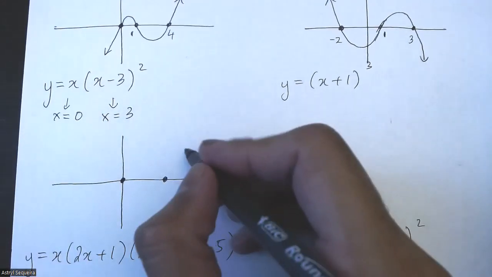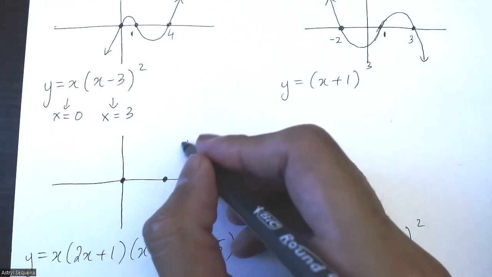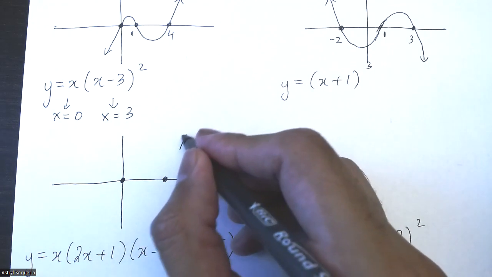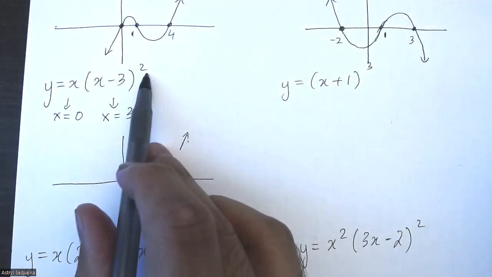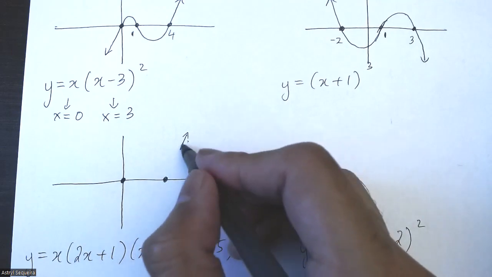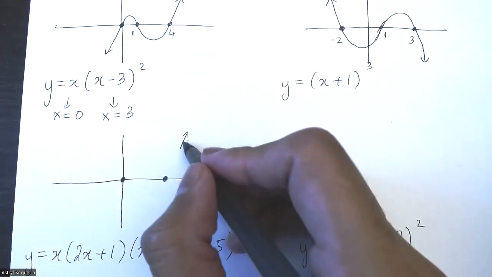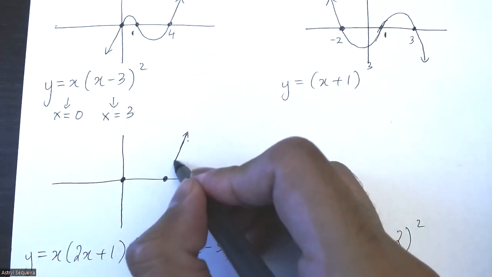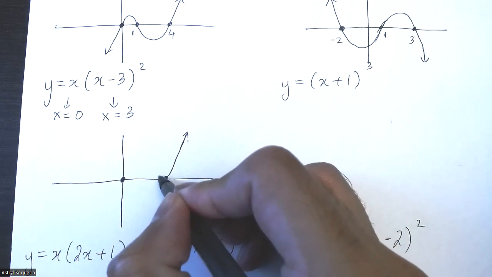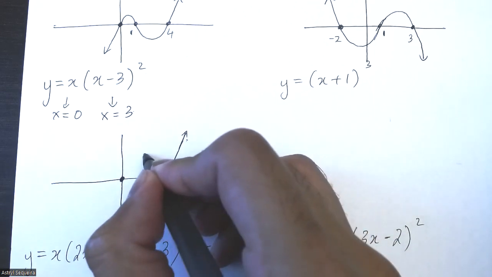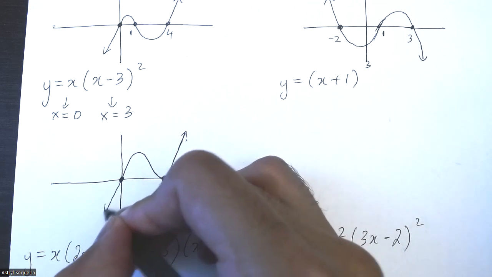It's a positive function, so on the right side, it's going to go towards the top. But because of this square, it's going to bounce off the x-intercept of 3, because that x-intercept is squared. So it's going to actually bounce off the axis here, and it's going to go through this one like this.